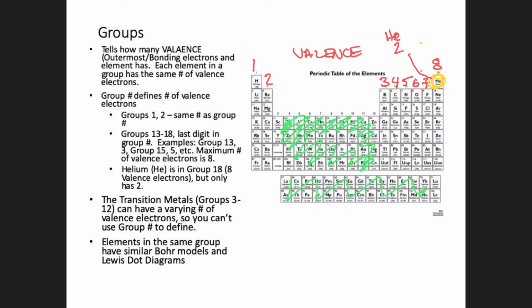All the elements in the same group will have similar Bohr models and Lewis dot diagrams. Okay? Remember, the transition elements, these elements in here, and the rare earth elements, these elements down here, don't have the same valence electrons all the time. And there's a reason for that, but we don't care about that right now. So group 1, 1, group 2, 2, and then the rest.